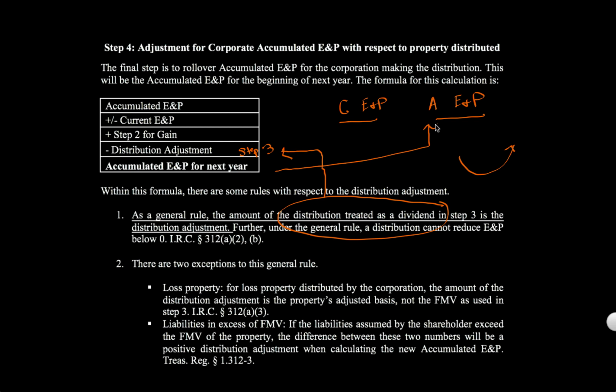There's 2 exceptions to the general rule that the distribution amount is always going to be the dividend. Lost property, meaning when the adjusted basis is greater than the fair market value. If we have lost property, then the amount of the distribution will be the adjusted basis, not the fair market value. If we have liabilities, if the liabilities exceed the fair market value, which again, many of you are out there thinking, why would a shareholder ever take that property? Then the difference between these 2 amounts will be a positive adjustment when calculating the amount. So we'll actually have to add in for the liabilities. This concludes the consequences with respect to corporate distributions of property.